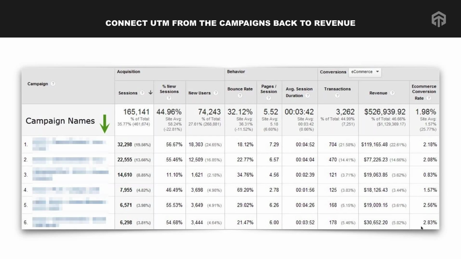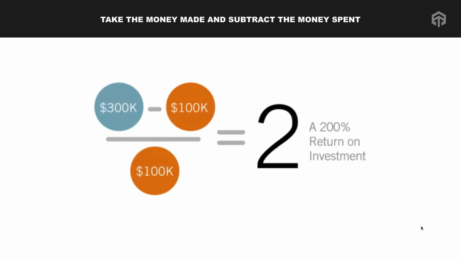So really, really simple. Now let's distill this down again. Once again, it is the money made subtracted by the money spent. If you're not making more money than you are spending, you have a problem. And if you cannot tell that you're making less money than you're spending, how are you going to fix the problem? So you need to make sure that you're using some sort of analytics tool and some sort of UTM tracking to make sure that you can get the full picture.